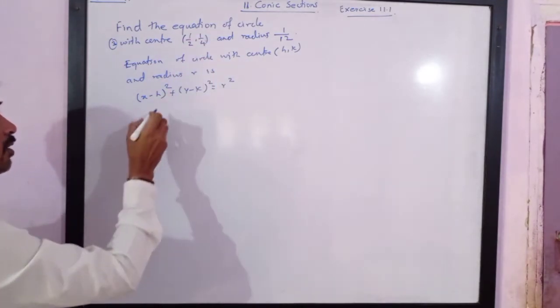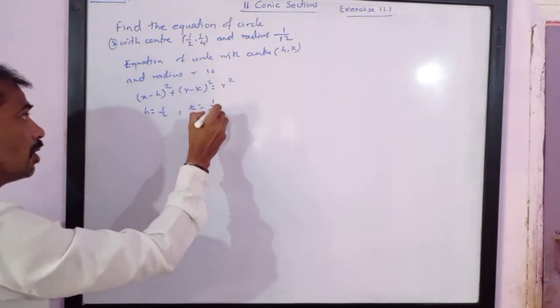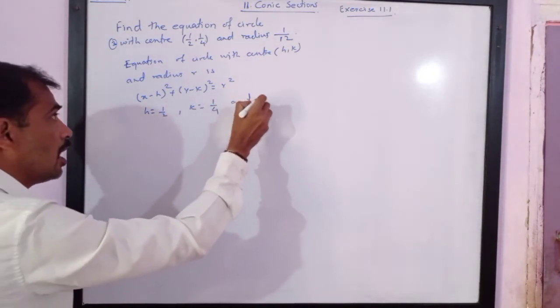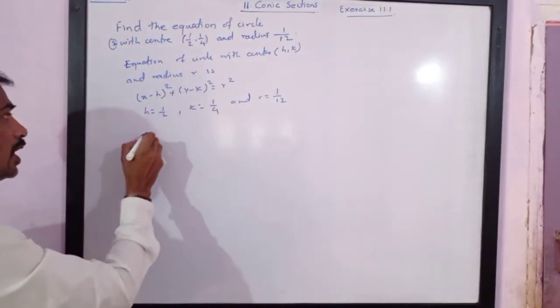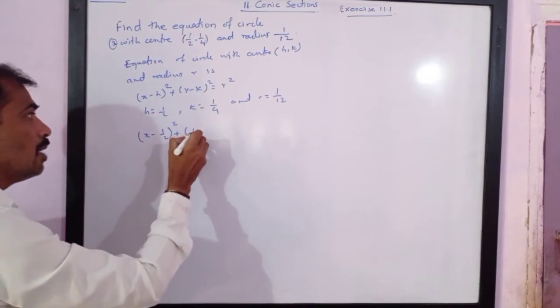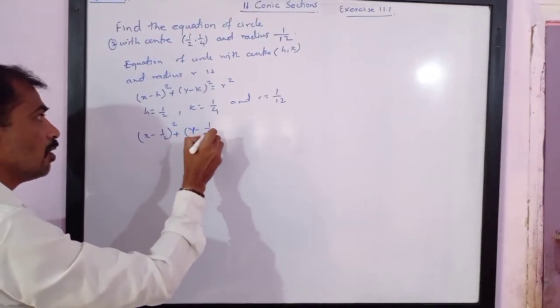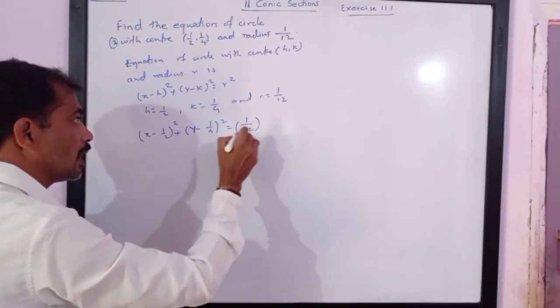Now if you compare the given values, we have h is equal to 1 upon 2, k is equal to 1 upon 4 and r is equal to 1 upon 12. So if you substitute this, you will get (x minus half) square plus (y minus 1 upon 4) square is equal to (1 upon 12) square.